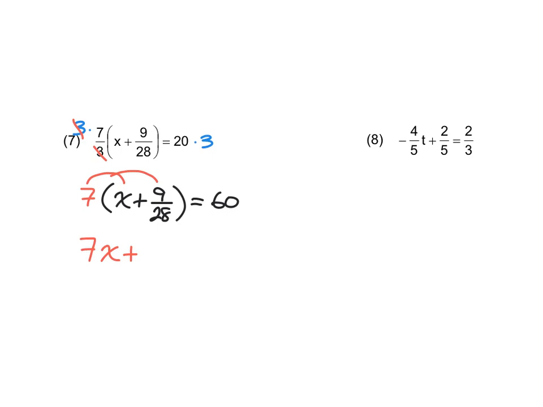Look at that. I heard a wow. I'll take it. Wows are good. Now what? Multiply by 4. The whole shebang.